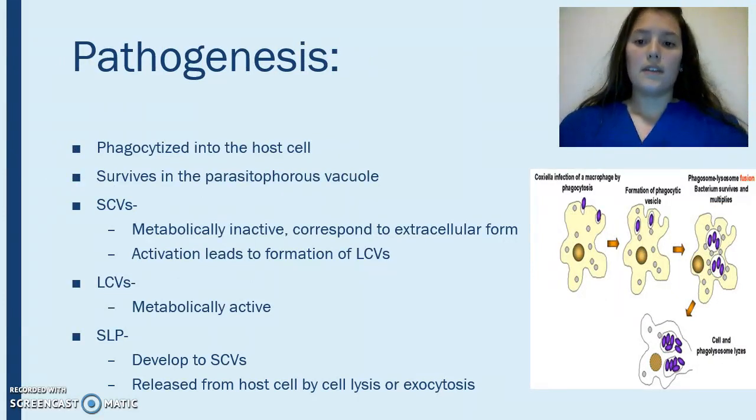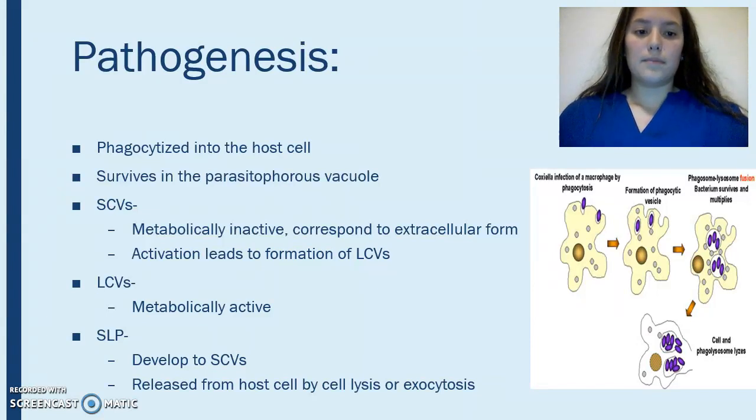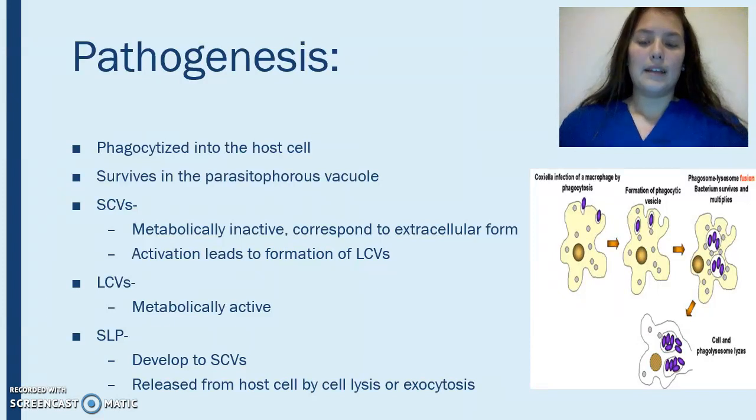So it is phagocytized into the host cell, so the small cell variant interacts with the cell membrane and forms a vacuole inside. And the small cell variants are metabolically inactive, and acid activation leads them to form the large cell variants, which are metabolically active, and they correspond to the intracellular form of the bacteria.